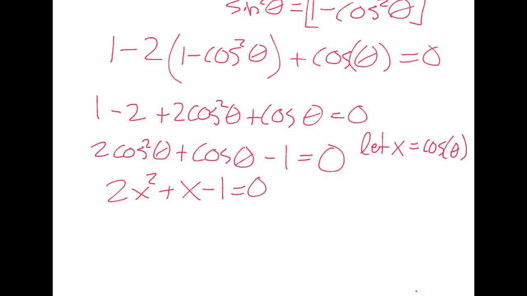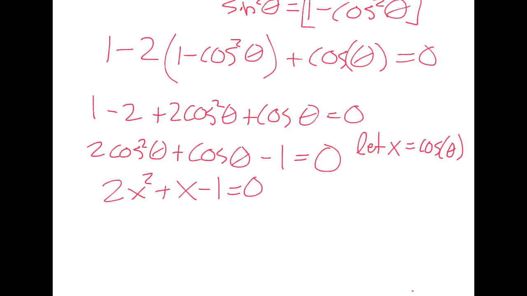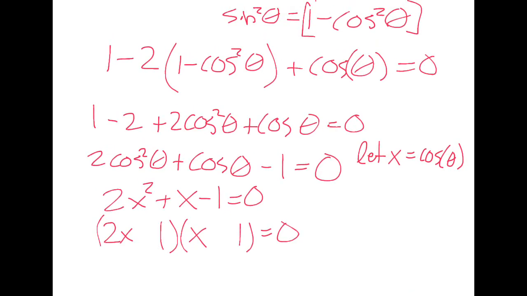And now all we need to do is figure out what x values make this equal to 0, aka we need to factor this. So this is going to factor as 2x plus or minus something times x plus or minus something equals 0. We needed our two terms to multiply to negative 1, so they both have to be 1, one of them positive, one of them negative.